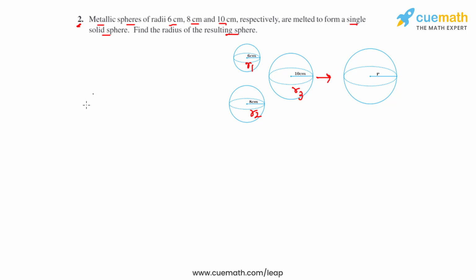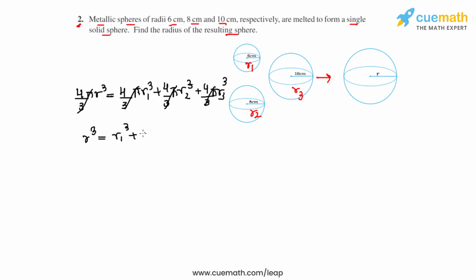smaller solid spheres. So with that we write 4 by 3 pi R cube equals 4 by 3 pi r1 cube plus 4 by 3 pi r2 cube plus 4 by 3 pi r3 cube. So we can cancel out 4 by 3 pi as it is common on both the sides. What we are left with is R cube equals r1 cube plus r2 cube plus r3 cube.